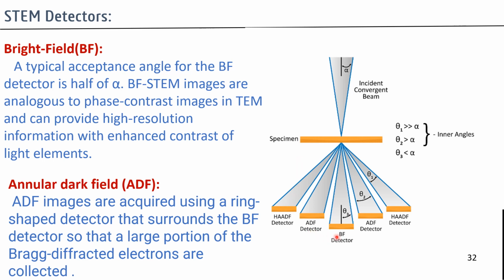Annular dark field detector, ADF, images are acquired using a ring shaped detector that surrounds the bright field detector. Basically, this is a ring shaped detector. In the middle is the bright field detector, and around that the annular dark field detector, so that a large portion of the Bragg diffraction is collected.